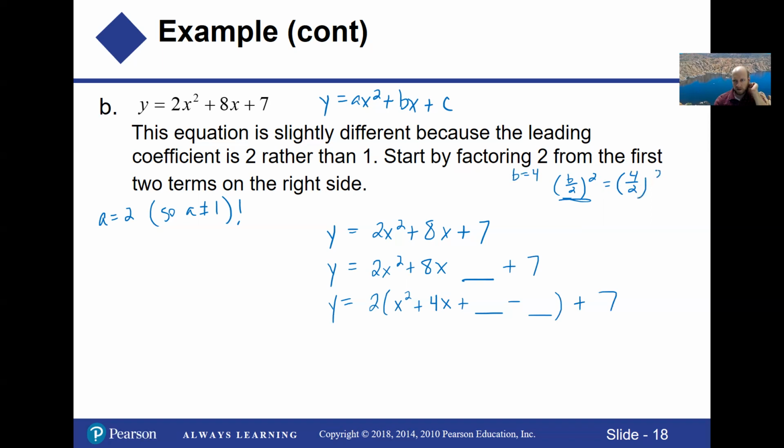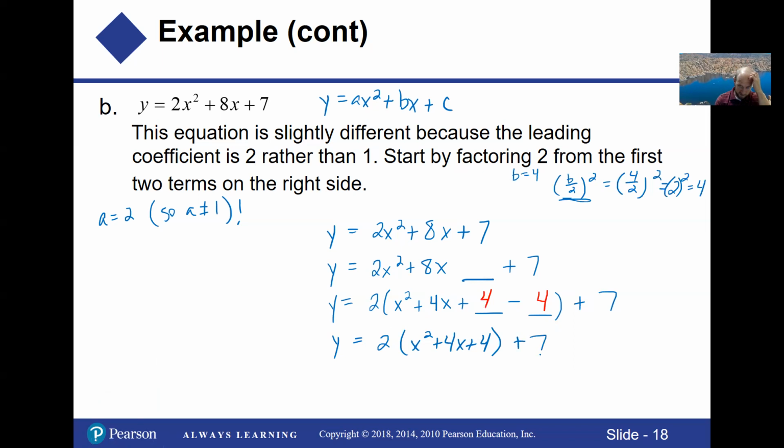It's 4 over 2 squared. 4 over 2 is 2, and 2 squared is equal to 4. So this is 4. I'm going to add 4, and then I'm also going to subtract 4. But there's a little bit of a trick to this, because when I'm writing this out, this part is going to be factorable, the x squared plus 4x plus 4. That was the whole purpose of this.